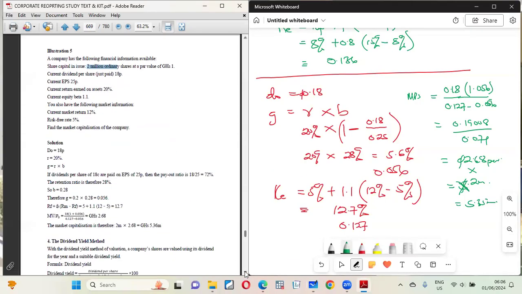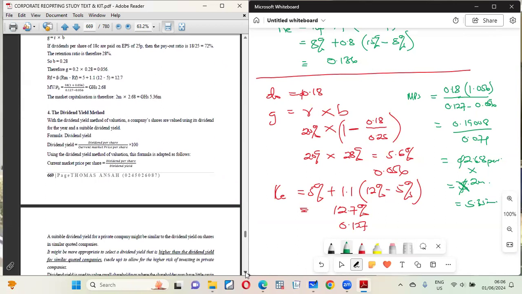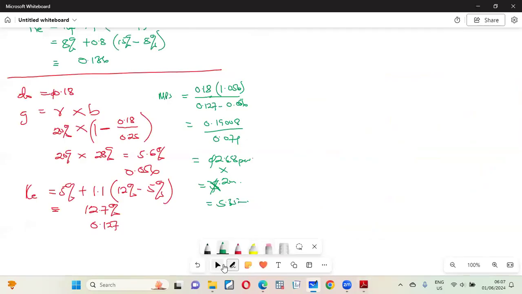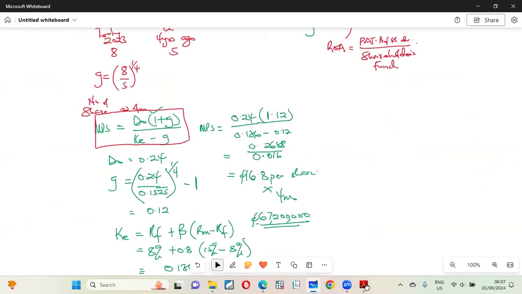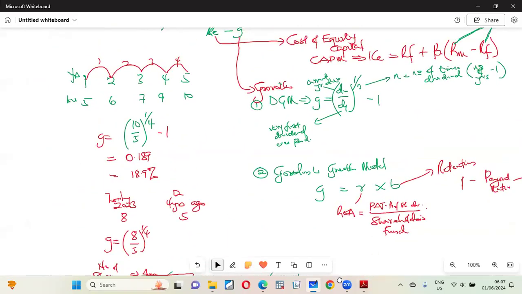So let's look at the other formulas in the next 20 minutes. And in our next class, we will focus on solving problems of this business valuation. So let's look at the remaining formulas. So we have done the asset-based methods. We have also looked at the dividend valuation model.